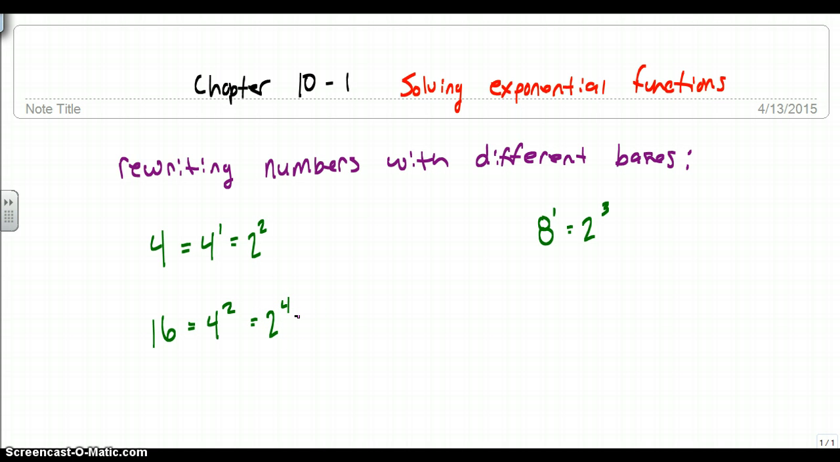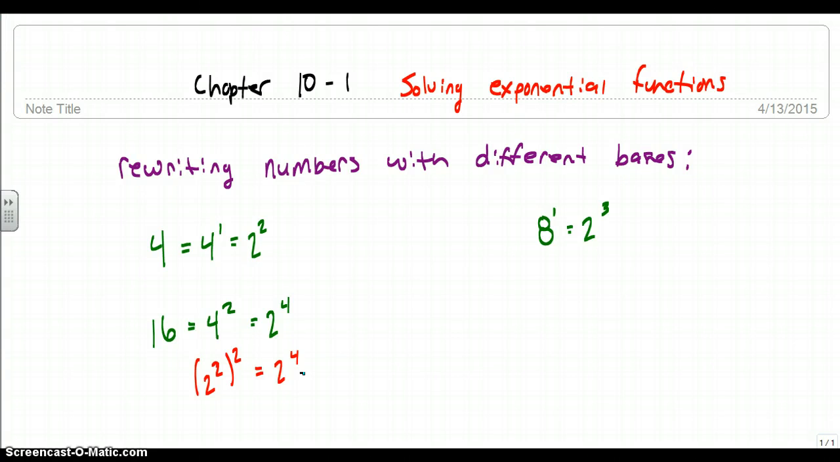Now, if you didn't notice that right off the bat, you could say, okay, well, here I have 4 squared. I can actually rewrite 4. We just did that. I can rewrite 4 squared with a base of 2. So I would change the 4 to 2 squared. That's equal to 4. But I still have this whole thing to the second power. And when we have a power to a power, we multiply. 2 times 2 is 4, so 2 to the fourth power. So that's where that comes from.